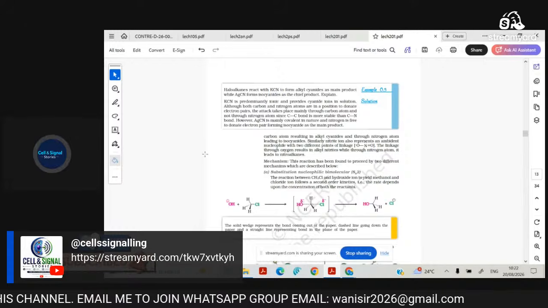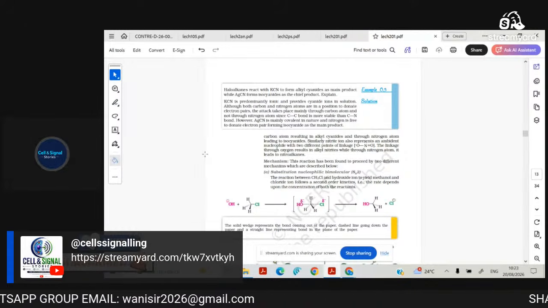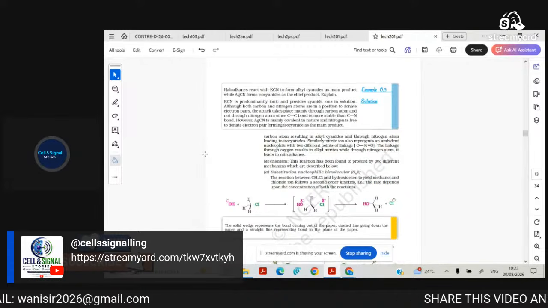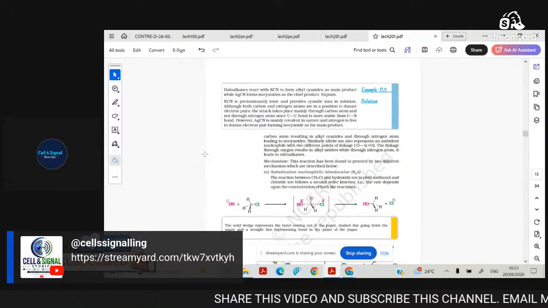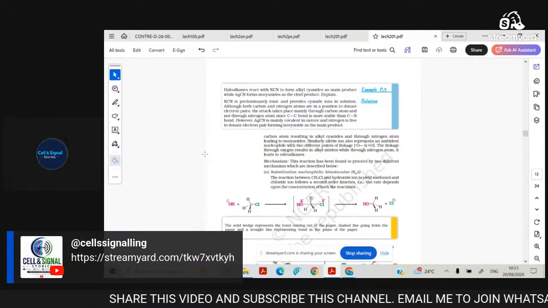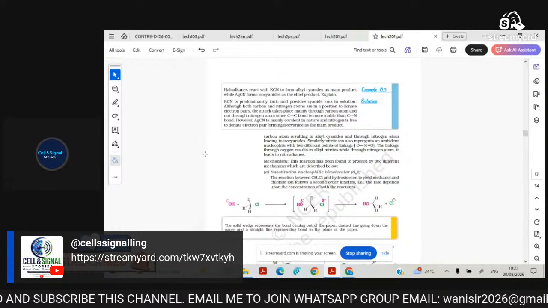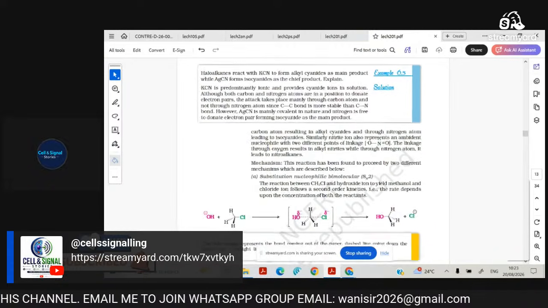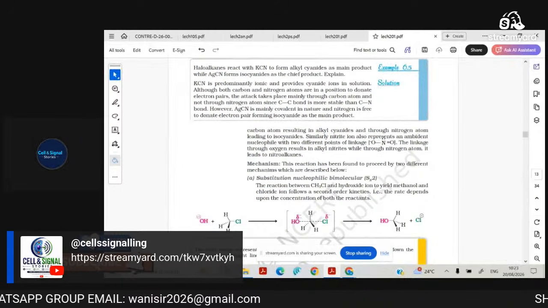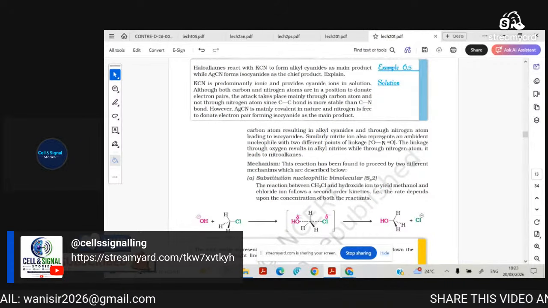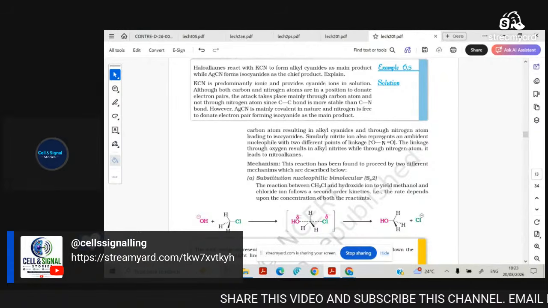Now, similarly, the nitrite ion also represents an ambident nucleophile, like the cyanide ion. In the same way, the nitrite ion also acts as a nucleophile. Linkage through the oxygen results in alkyl nitrite, while through the nitrogen atom it leads to nitroalkanes. It can form alkyl nitrite, and if the nitrogen takes part in the reaction, it leads to nitroalkanes.